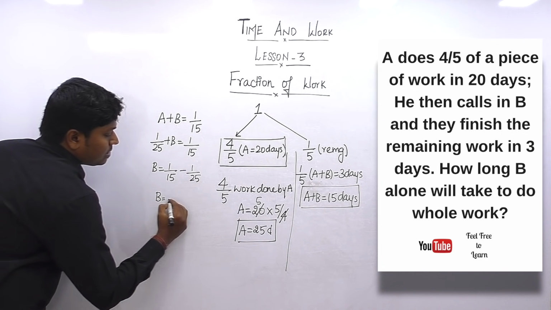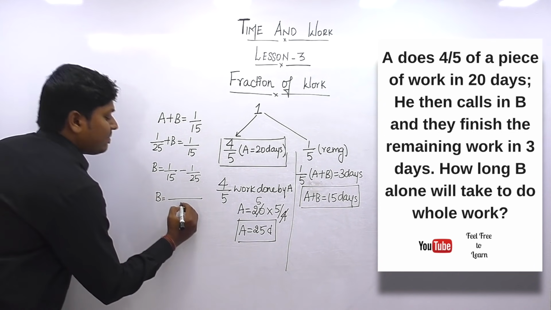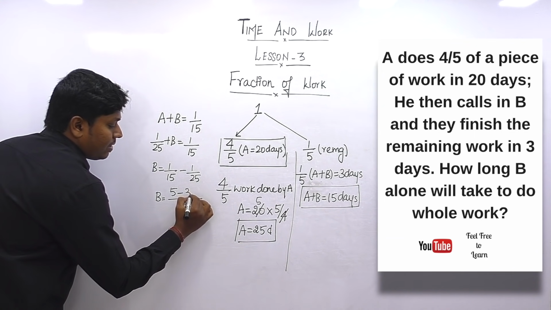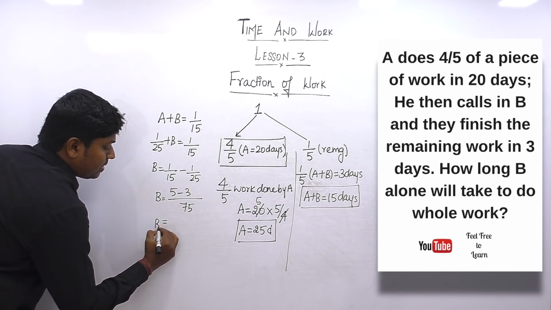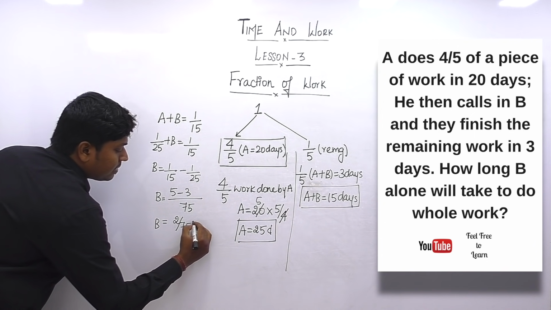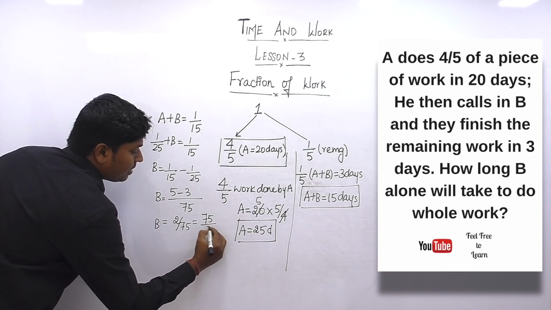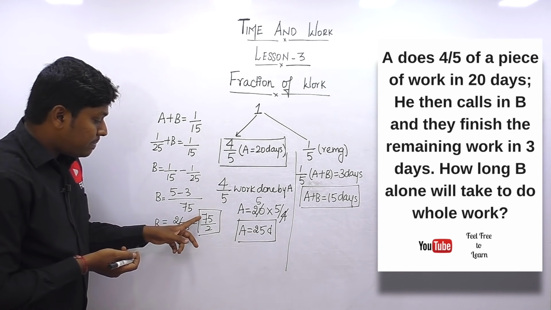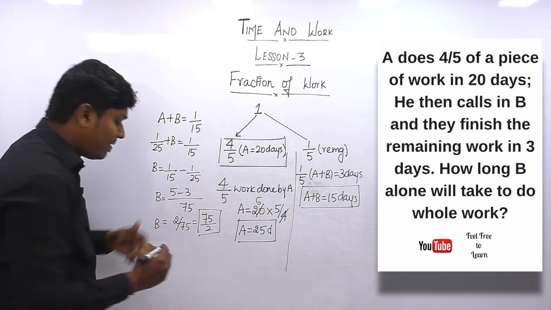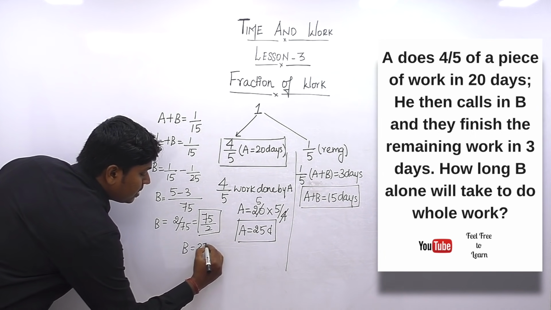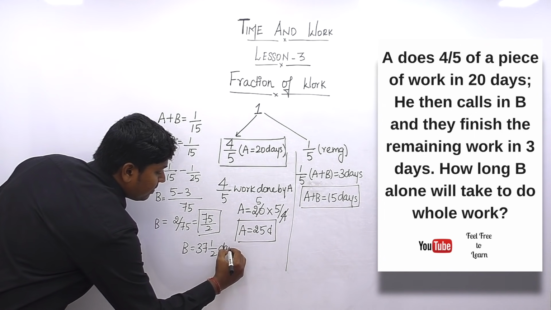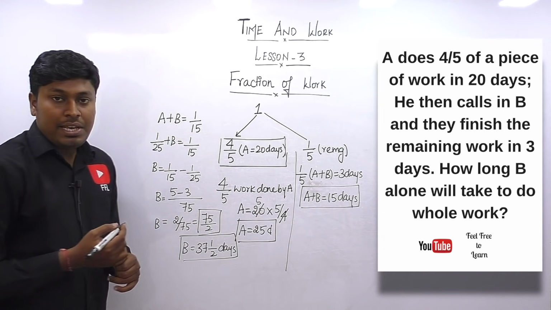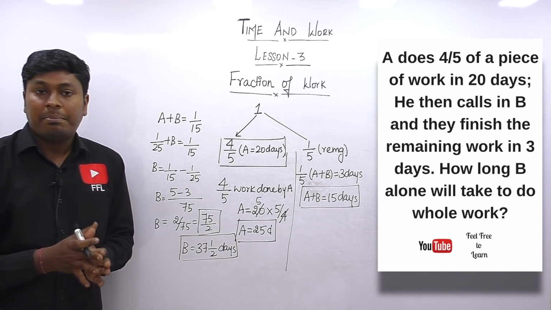LCM will be 75. 15 fives are 75, 25 threes are 75. So 5 minus 3 will be 2. So B is equal to 2 by 75. Taking the reciprocal of the number, this can be written as 75 by 2 finally, right? So finally we can say that B alone completes the work in 75 by 2 days, or otherwise we can write B is equal to 37 1 by 2 days, because 75 by 2 can also be written like this. So friends, finally we can say that B alone took 37.5 days to complete the work.